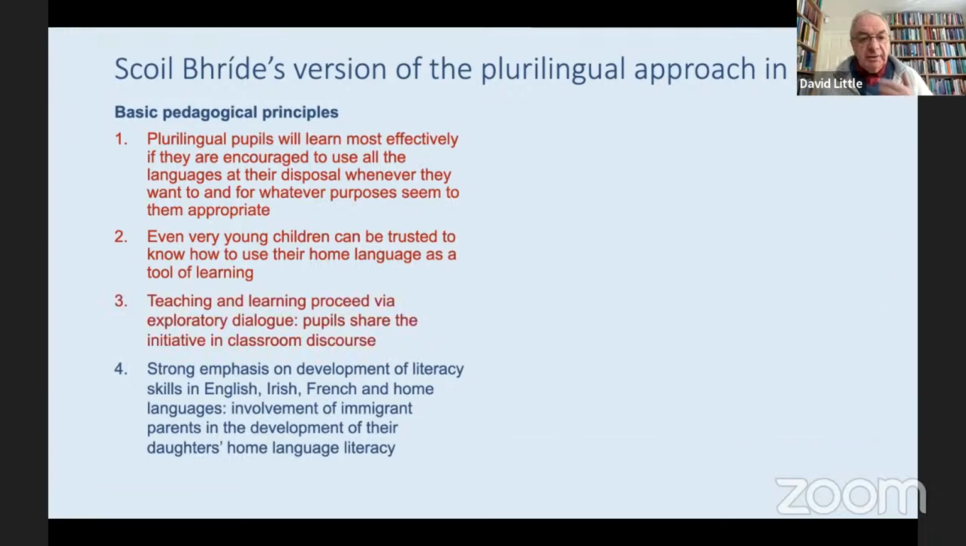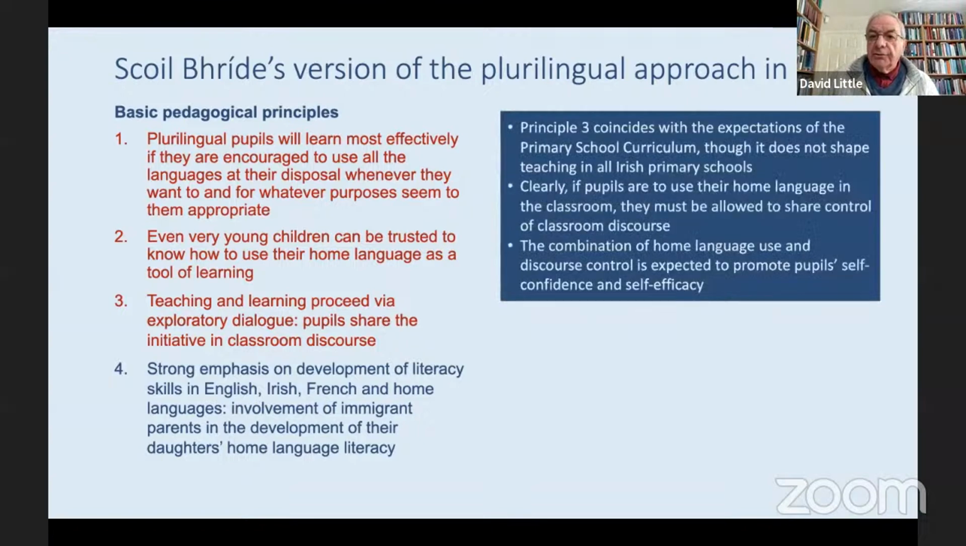Principle 3, teaching and learning proceed via exploratory dialogue. Pupils share the initiative in classroom discourse. This principle coincides with the expectations of the primary school curriculum, though it doesn't shape teaching in all primary schools. Clearly, if pupils are to use their home language in the classroom, they must be allowed to share control of classroom discourse. The combination of home language use and discourse control is expected to promote pupils' self-confidence and self-efficacy.